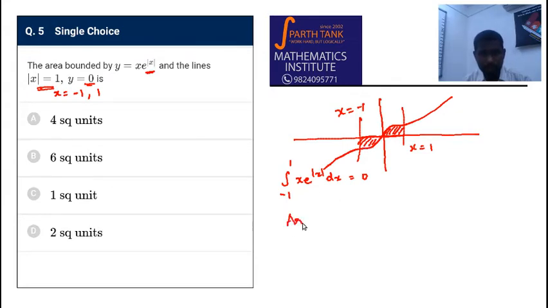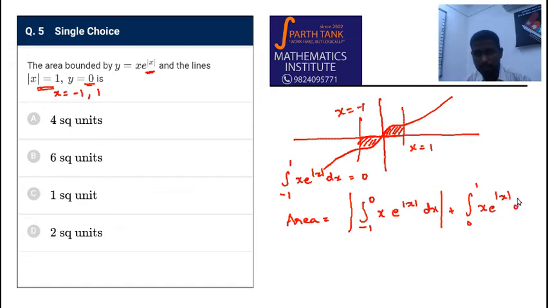So the area would actually involve integrating the whole thing, but from minus 1 to 0 I integrate, and since I would get a negative area because it lies below the x-axis, I take a modulus for this, and from 0 to 1, since it lies above the x-axis, I take the normal integral. And I promise you both are going to be the same. So therefore it is sufficient to evaluate x e power mod x from 0 to 1 and multiply it by 2. Now in the positive region, we know mod x is equal to x. Therefore this is integral 0 to 1 x e to the power x dx.